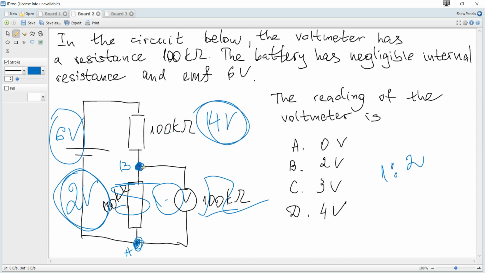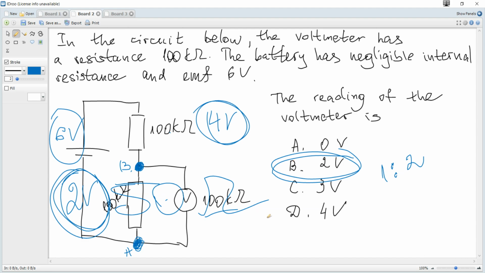And we know that potential difference in parallel is the same, or actually potential difference across the voltmeter is 2 volts, or the voltmeter measures potential difference between 2 points A and B, and it's 2 volts.